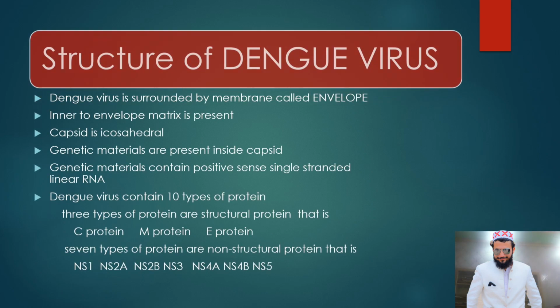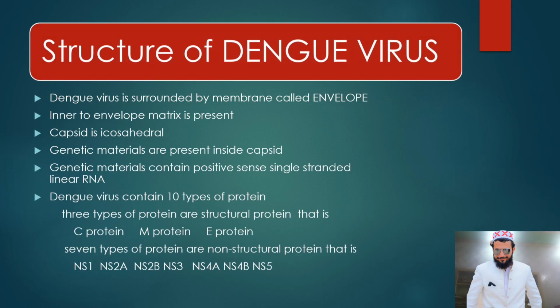Secondly, we study the structure of dengue virus. Dengue virus is an enveloped virus which is surrounded by a membrane called the envelope. Inside the envelope the matrix is present, and the capsid is icosahedral. It means that its capsid has 20 sides. Genetic material is present inside the capsid.